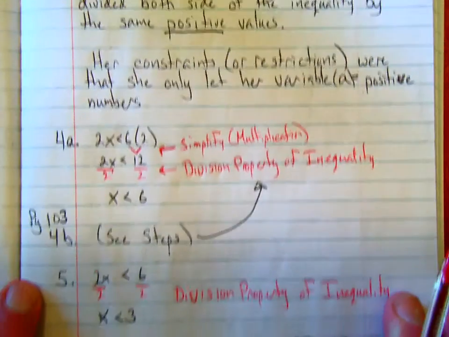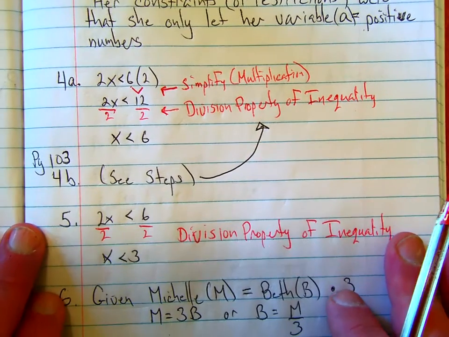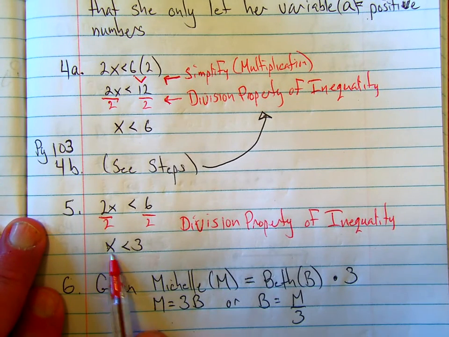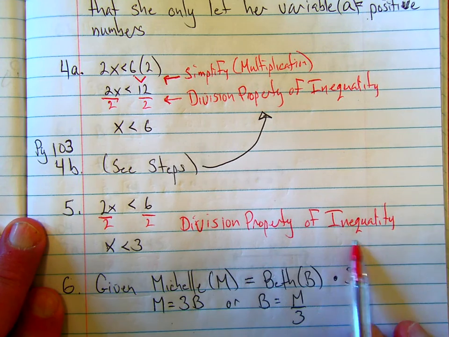On number 5, it simplifies to x less than 3. I use the division property of inequality.